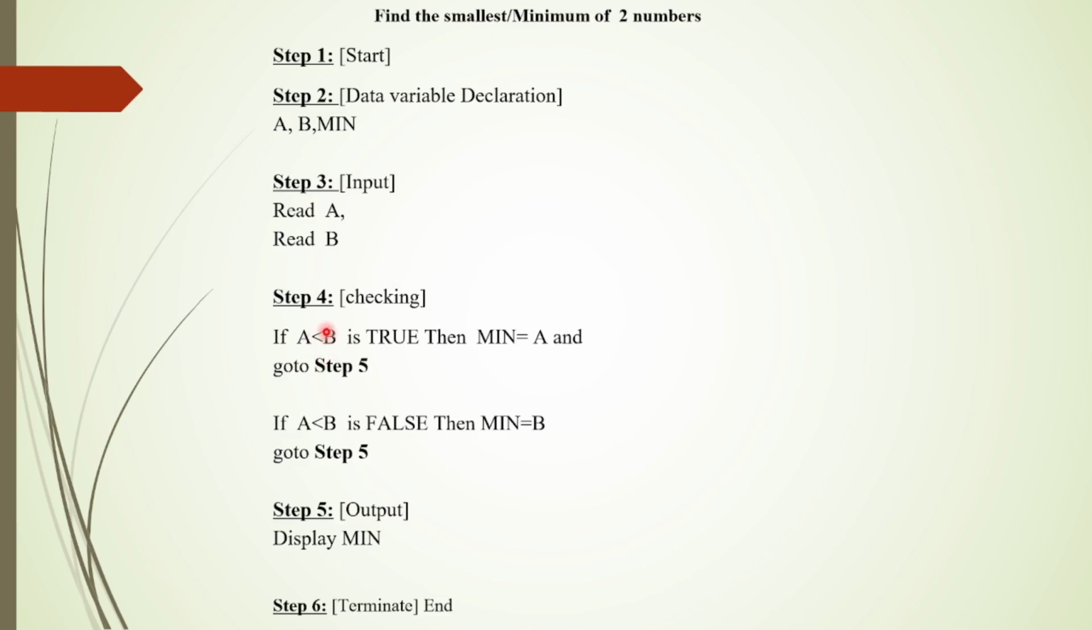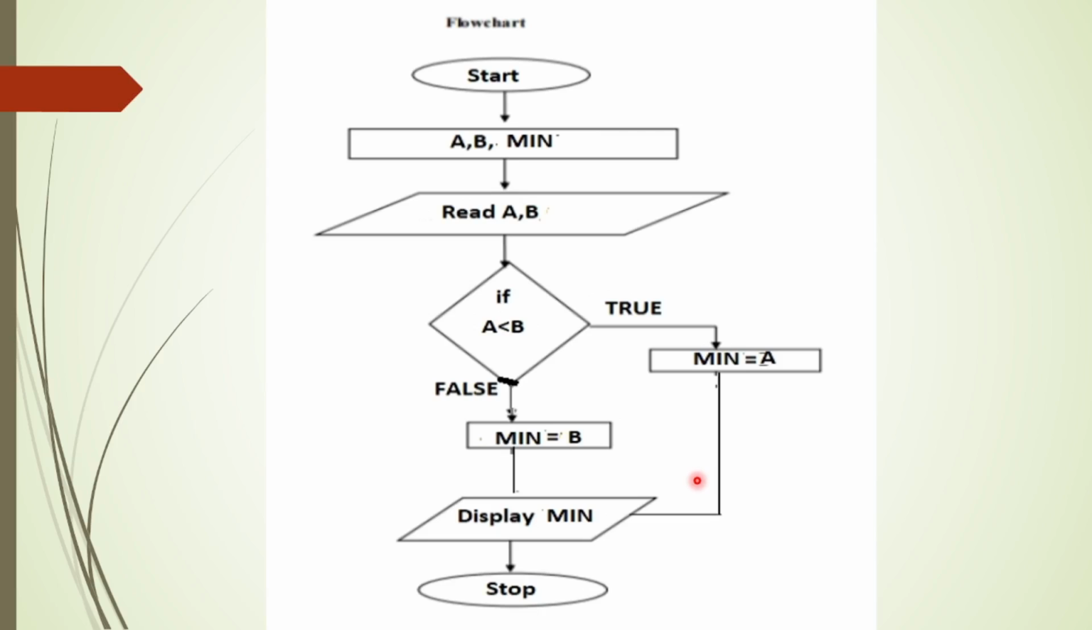Just replacing this lesser than symbol by greater than symbol. That's it. So next we have the flowchart for the same. This flowchart says start, then declare whatever data variables you are using in your program. Yes, I am using A, B, min. Then after that, you take the values for A and B.